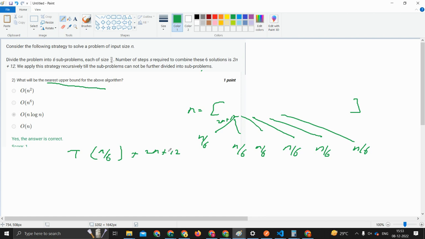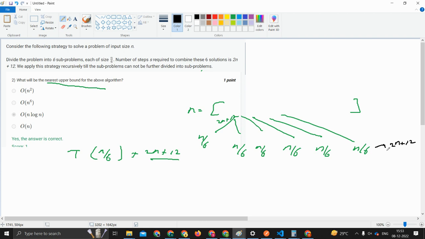Okay, but how do we come up with this? From the tree, Gokul, you have drawn a tree, n by 6. So what will be the combining time? On the right hand side, you write it as 2n plus 12. Here in your tree, combining this, you'll have the time as 2n plus 12. That's given in the problem.